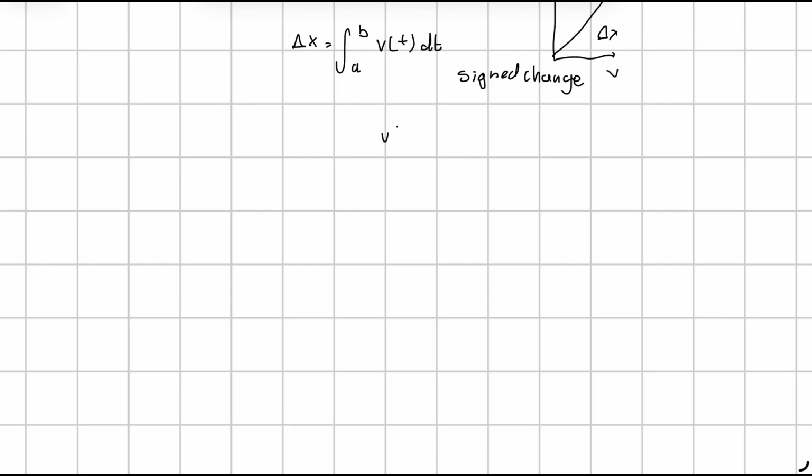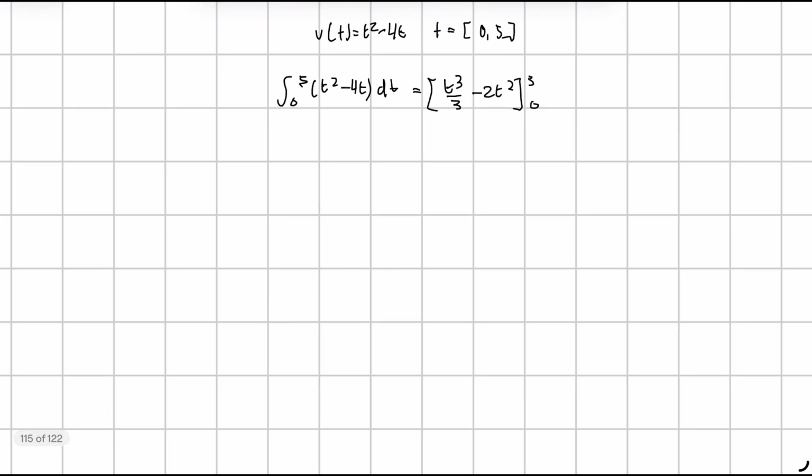So let's say we have the function v of t is equal to t squared minus 4t, and we want to find the displacement from time 0 to 5. So let's do this. We have the integral from 0 to 5 of t squared minus 4t dt. So then we have t cubed over 3 minus 2t squared from 0 to 5. So then we have 125 divided by 3 minus 50, and then this is equal to 125 divided by 3 minus 150 divided by 3. So then you get negative 25 over 3.